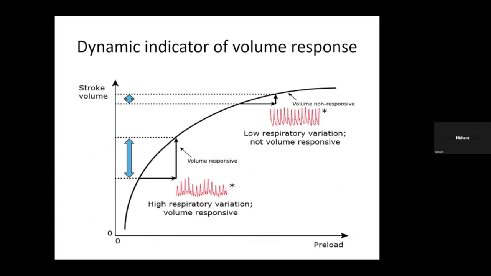Here, as we can see, as the preload increases, lower will be the respiratory variation of the pulse pressure and the stroke volume. So the patient will not be volume responsive, as we can see at the topmost part of the graph. But towards the left of the graph, as the preload is low, there will be a higher respiratory variation of pulse pressure and stroke volume. So the patient is highly fluid responsive.